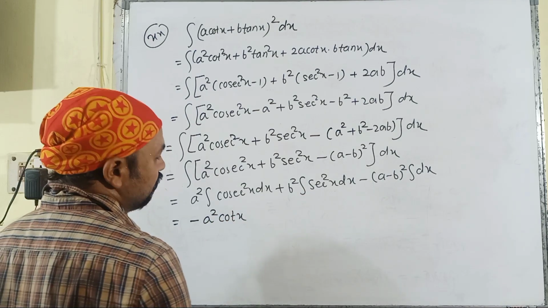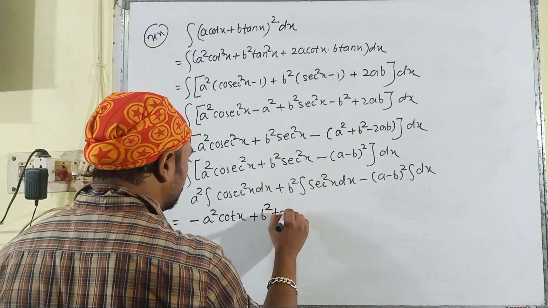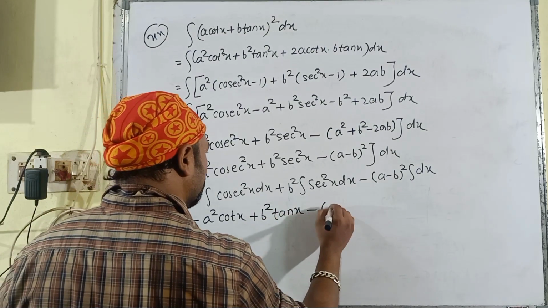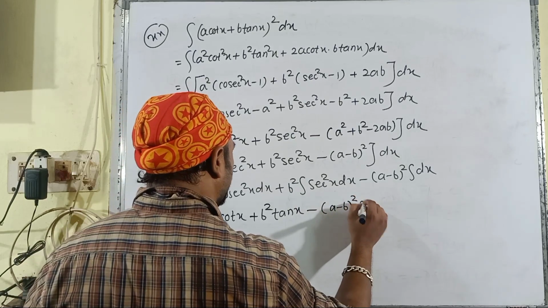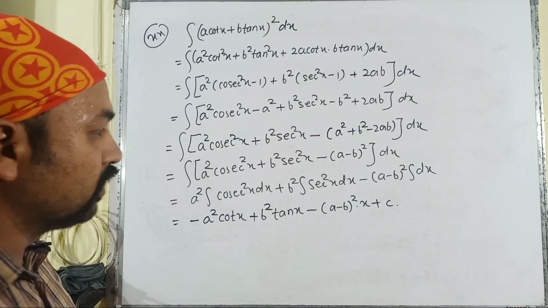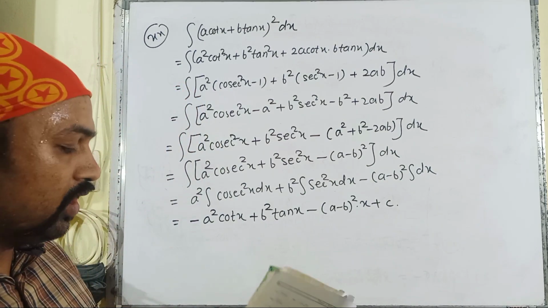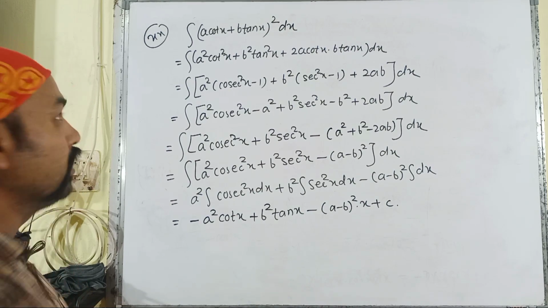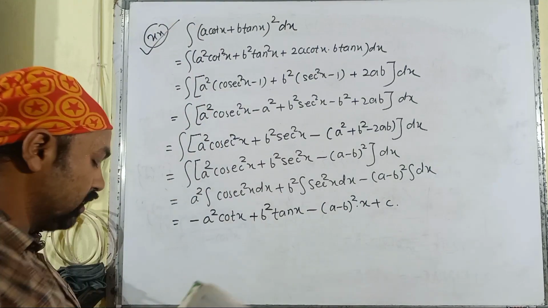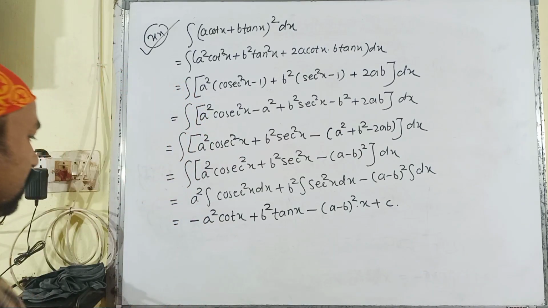Integral of sec square x is plus tan x, so I can write down b square tan x minus whole square of a minus b multiplied with x plus any constant c, and this will be the answer for the last bit of number 2, and this problem is very much important in this section. Then moving to the problem number 3 of exercise 9a.